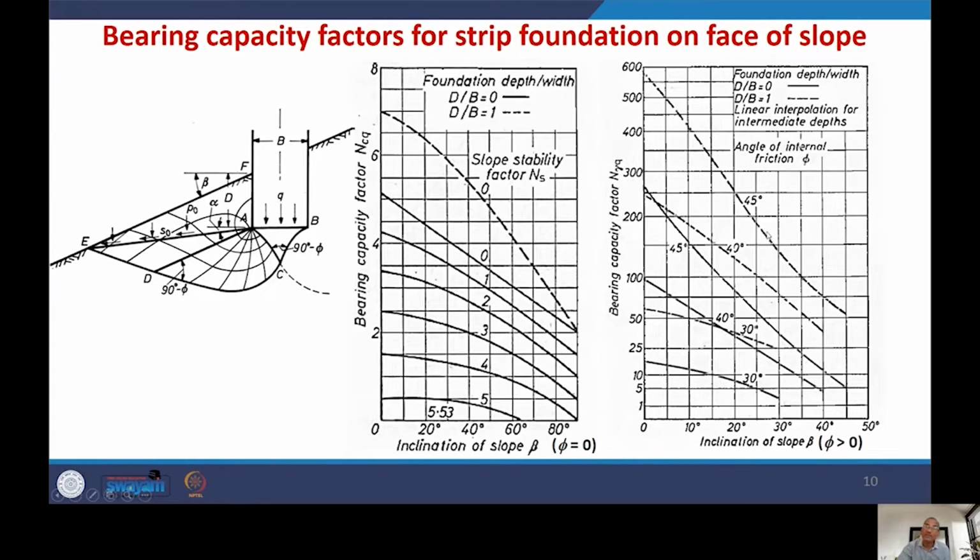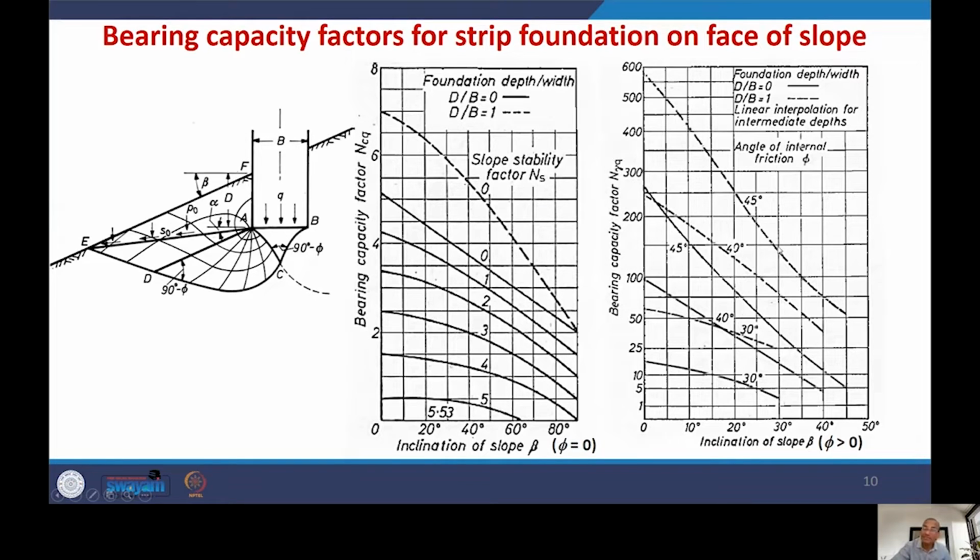However, you have the effect of angle of internal friction phi. In this first case, inclination of slope beta, this was the case when phi was 0. That means these curves are for cohesive soils. While in this case, when phi is greater than 0, this is for angle of internal friction. So naturally, when the angle of internal friction is increasing, then the bearing capacity factor is increasing for a given value of slope. Okay.